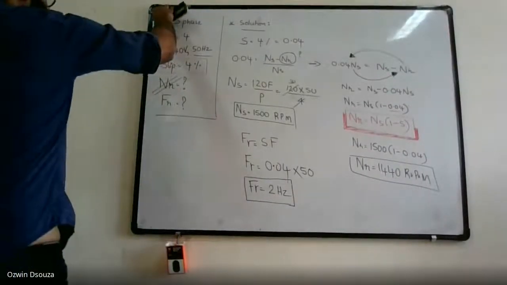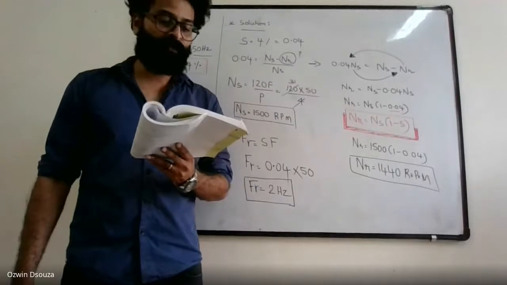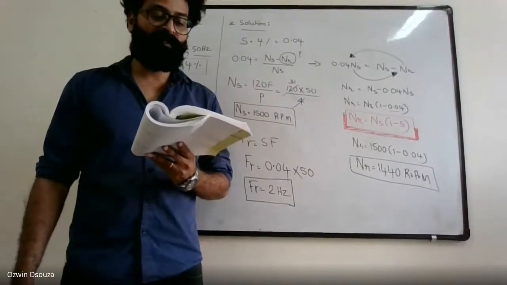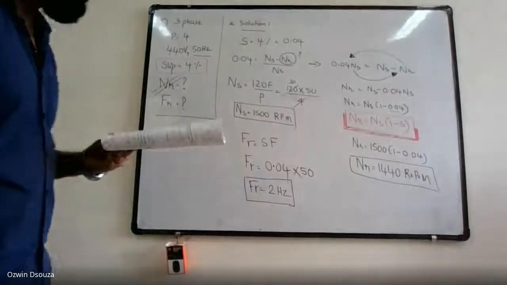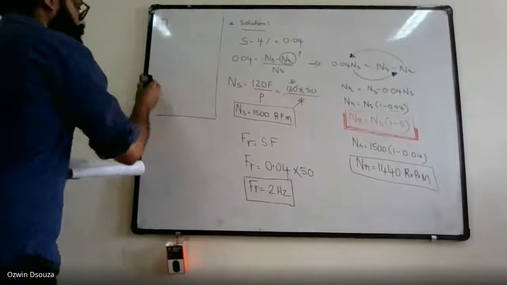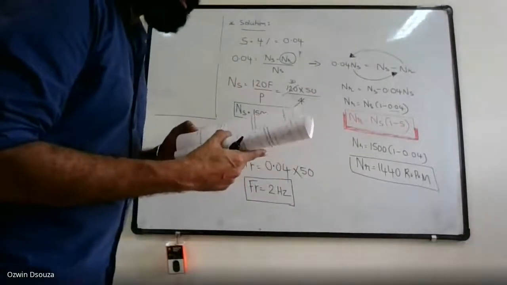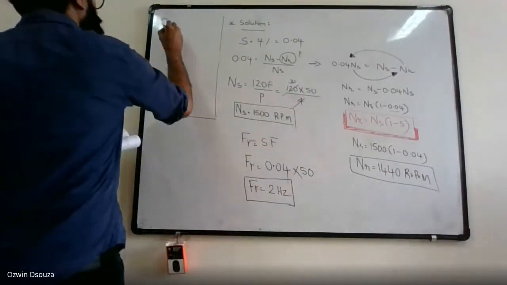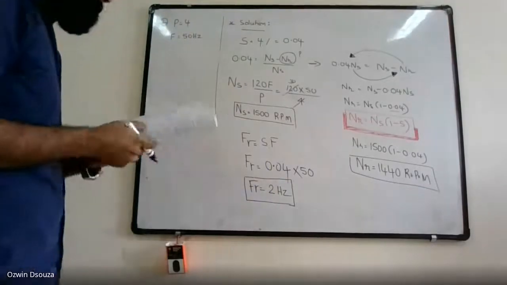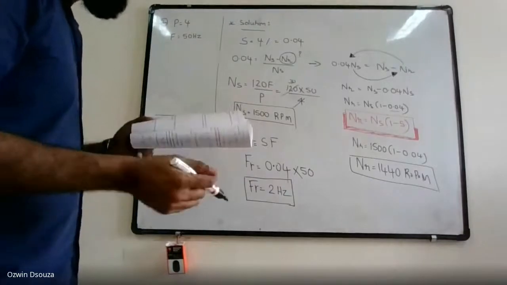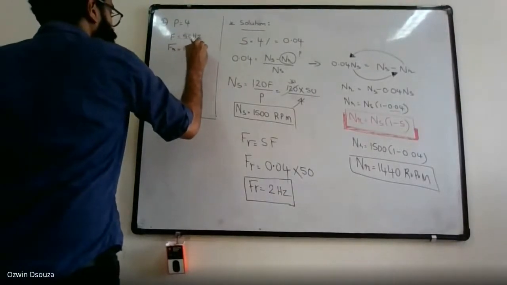Now let us look at the second problem. Copy the problem. It is given that the frequency of the EMF in the stator of a 4-pole induction motor is 50 hertz, and that in the rotor is 1.5 hertz.